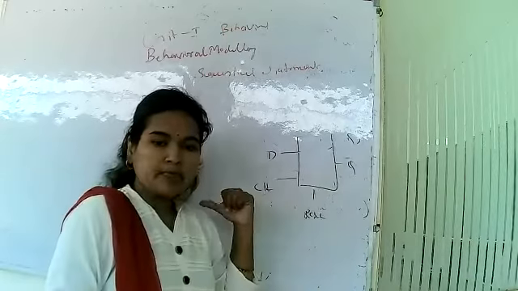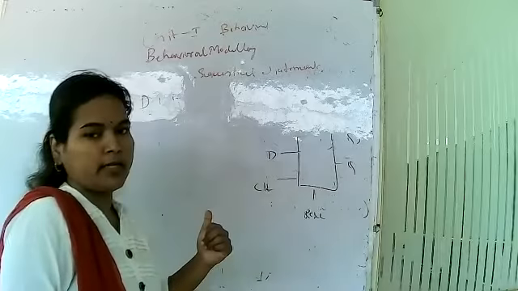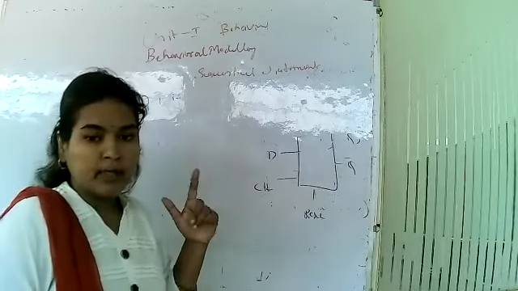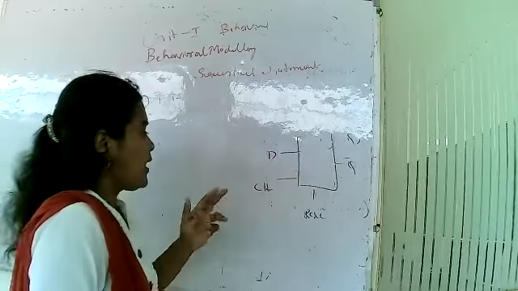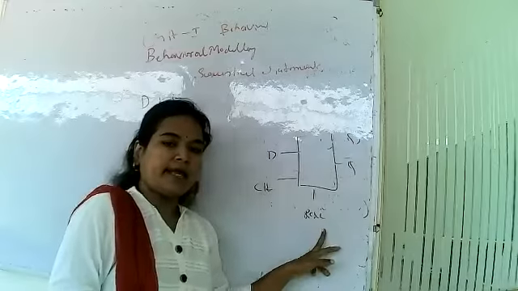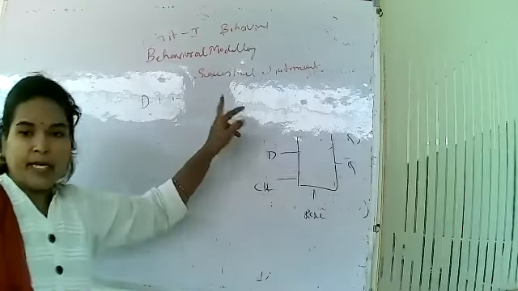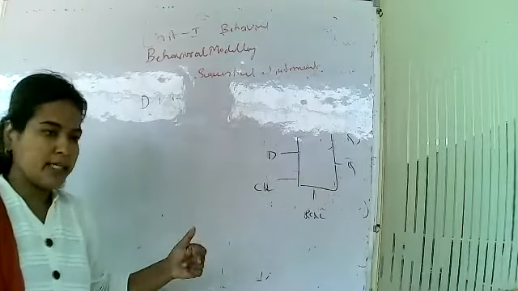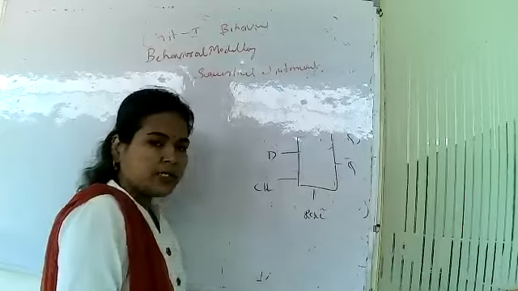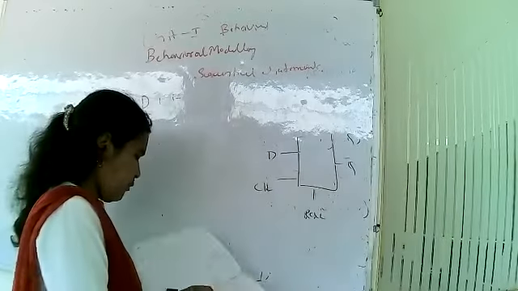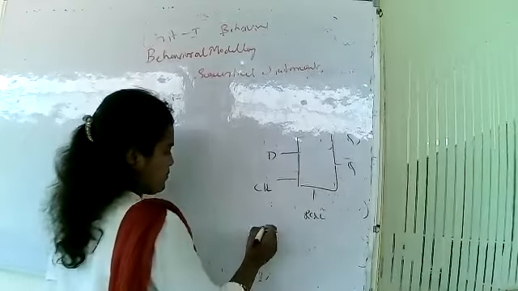While explaining data flow modeling, I took the MUX multiplexer as an example. Now I am taking the D flip-flop as an example to explain behavioral modeling. So what is the truth table for this D flip-flop? It is simple.